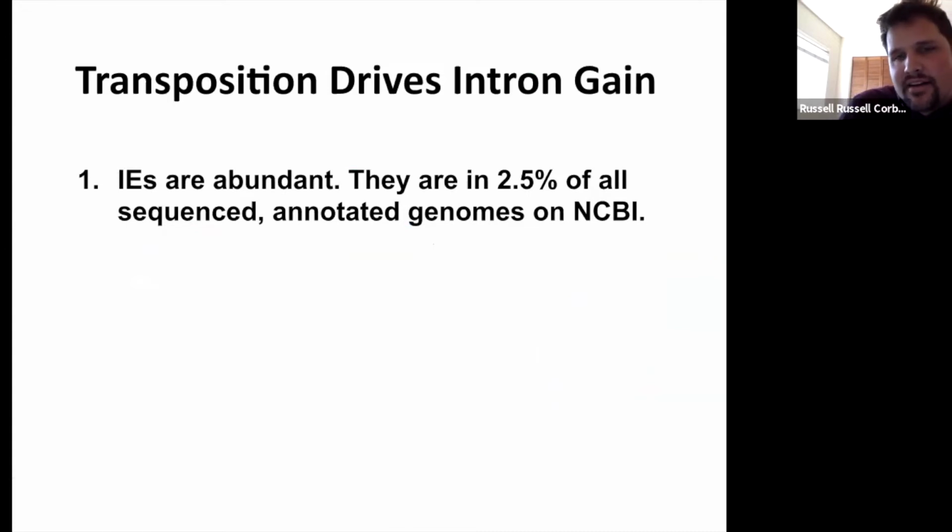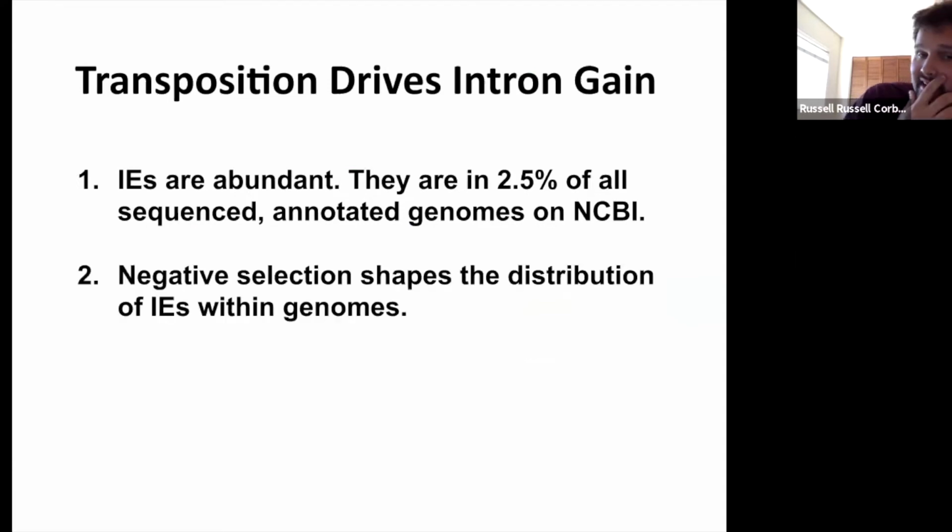IEs are abundant. They're in about 2.5% of all species that are annotated on NCBI. Negative selection shapes the distribution of IEs within genomes. So at least for the cases where we can find evidence of selection, it looks like selection is mostly trying to remove introners as they arise. So the evolution of introns might be deleterious, at least by this mechanism.